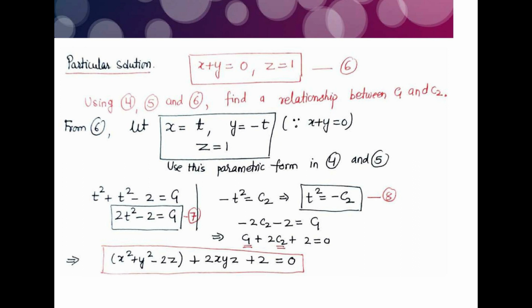Now see equations number 7 and 8. We have c1, c2 and this parameter t. So try to eliminate t from these two equations. If we are able to do that, we have some relation in c1 and c2. From equation number 8, I can find what t square is. Put that value in equation number 7, and finally I have this relation: c1 plus 2c2 plus 2 equal to 0. Now put the values of c1 and c2, and we have the final solution of the partial differential equation.